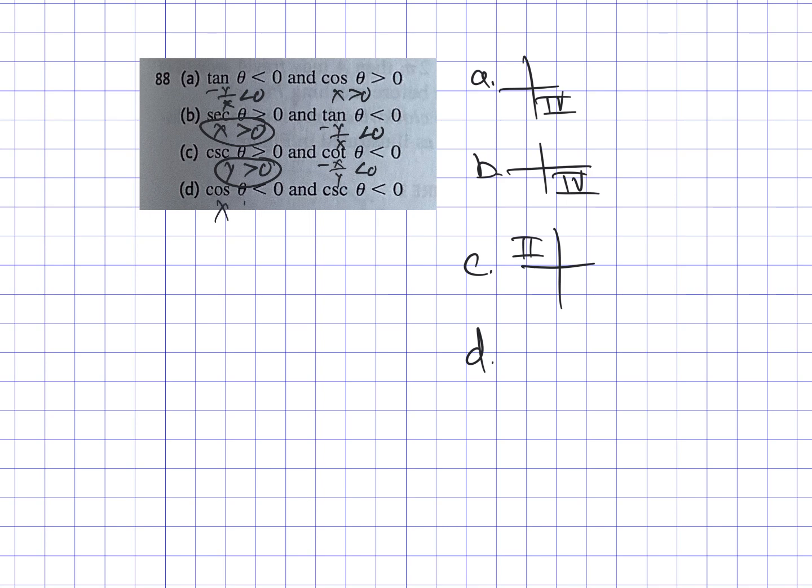And D, cosine is x. X is negative. Cosecant is 1 over the sine, so that's y. Where is x negative and y negative? That would be the third quadrant.